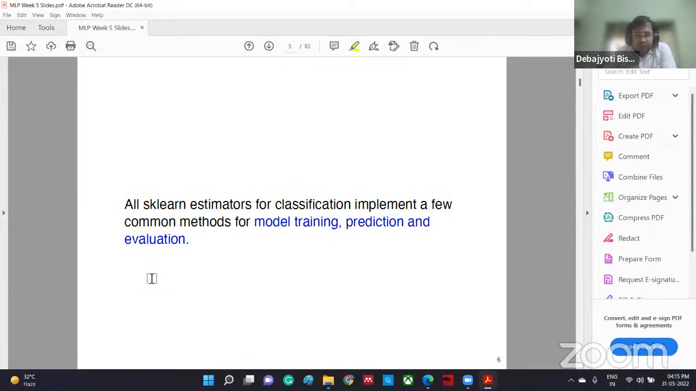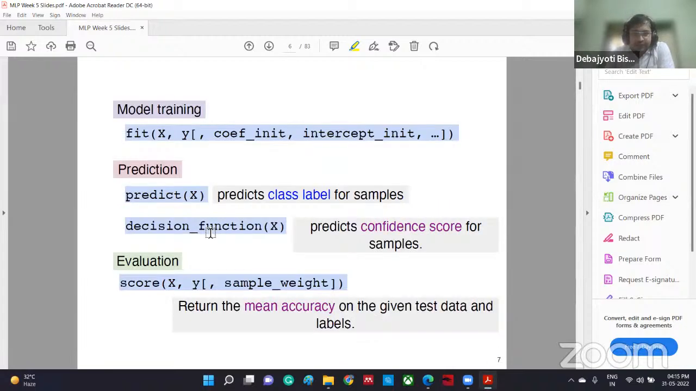All sklearn estimators for classification implement a few common methods for training, prediction, and evaluation. One problem which may come is that many of these keywords come directly from the sklearn manual itself, and many of the code snippets are also directly copied from there.